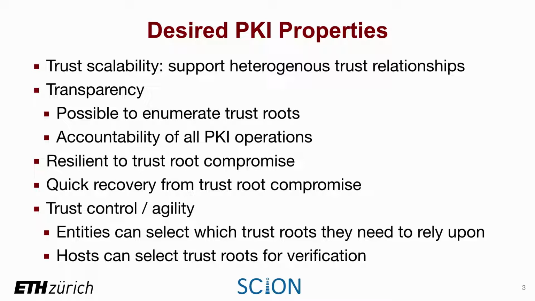And finally, we want trust control and agility. So in essence, entities can select which roots of trust they want to rely upon. And here with entities, I mean even end users or domains or autonomous systems could decide which trust roots they want to rely upon. Also, hosts can select which trust roots they want to rely upon for verification of certificates of other entities.